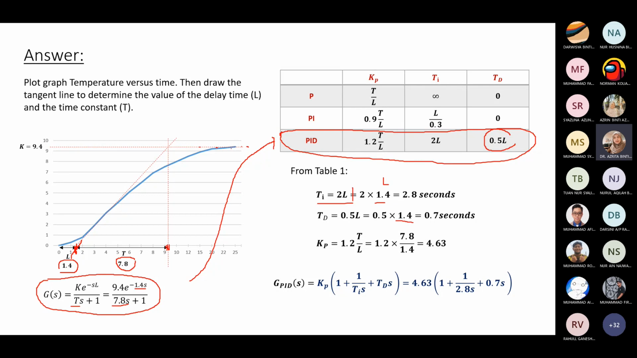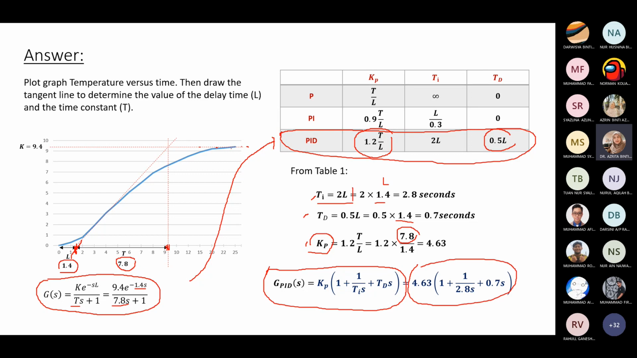And the last one, we evaluate the value of Kp from this table. The value of Kp is given by 1.2 multiplied by T over L. So just put the value of T and the value of L. Okay, so after we obtain the Ti, Td, and Kp, refer to the general equation of the PID controller, so we can obtain the PID controller for this system.